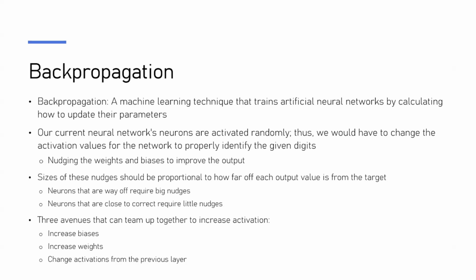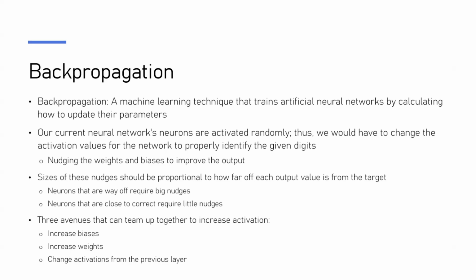Our current neural network's neurons are activated randomly with no clear patterns. Thus, we will have to change the activation values for the network to properly identify the given digits, aka we're nudging the weights and biases in order to improve the output. Sizes of these nudges should be proportional to how far off each output value is from the target, so that neurons that are way off require big nudges. Meanwhile, neurons that are close to correct require little nudges.